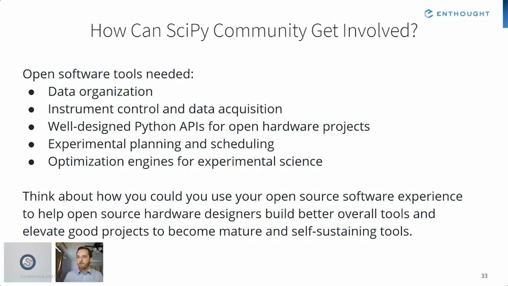Somebody in the chat said National Instruments is working on Python APIs. I think it says NI, and I'm assuming it's National Instruments, the LabVIEW folks. So that maybe is a starting point.